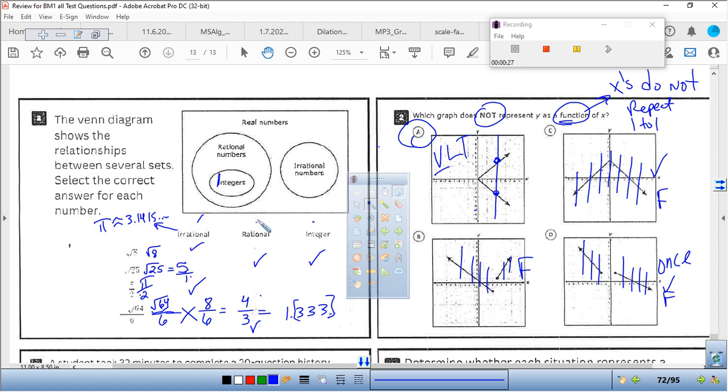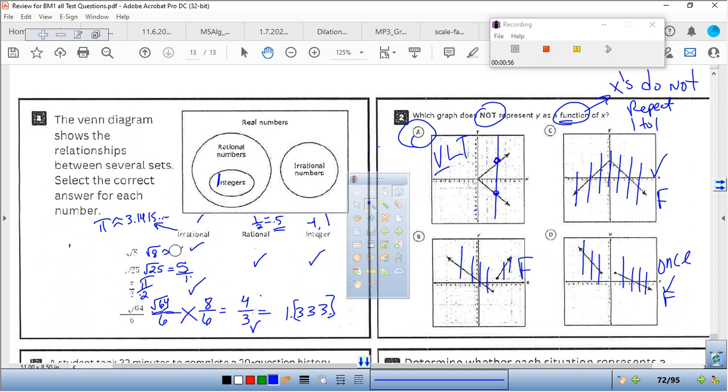Rational is like 1/2. It becomes 0.5. It terminates. It stops. An integer is like -1 or +1. No decimals, no fractions, no anything like that. For each one of these, you have to convert them to a decimal. This one here, square root of 8, is a weird number. All I know is the decimal goes on forever, and it's not a pattern, so that one's going to be irrational.